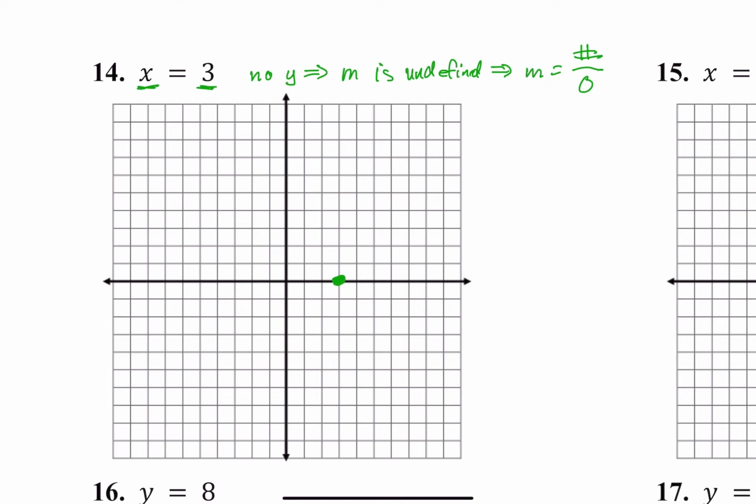If m is undefined, this means that m was some number over 0. Just to make this a little bit more concrete, what's someone's favorite number? 10. Okay, we'll go with that. Let's say m was 10 over 0. Really doesn't matter. It's just a number over 0. But now that you know that, you'll realize that it's going to rise 10 and run 0. So you would just go put another point up there at 10, and you would draw a vertical line.